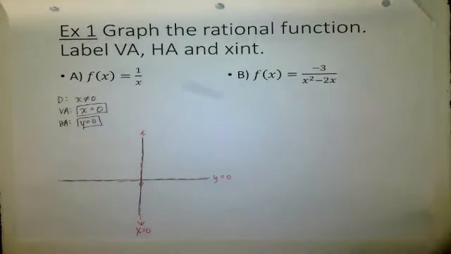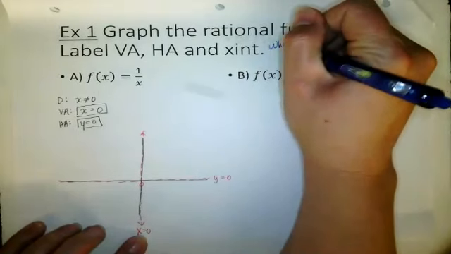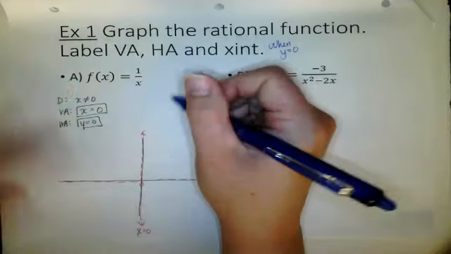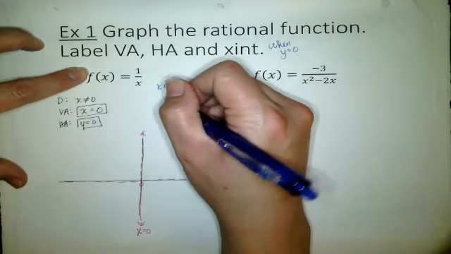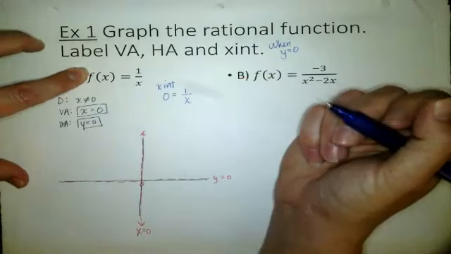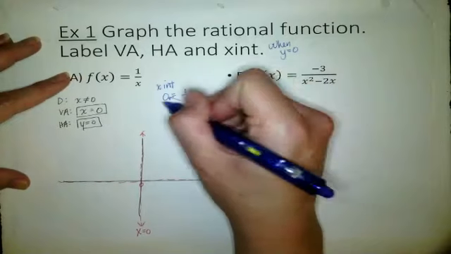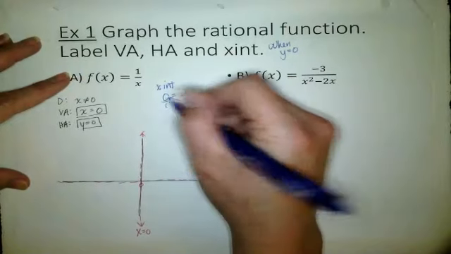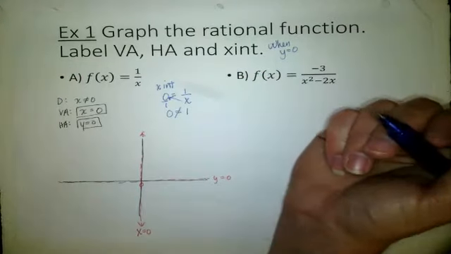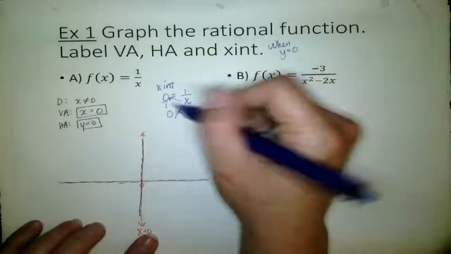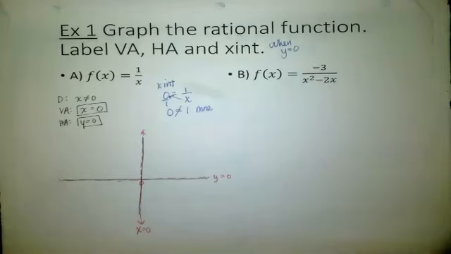And they want us to find the x-intercept. Well, an x-intercept occurs when y is equal to 0. So I can find an x-intercept pretty easily here. So y is equal to 0, so we would have 0 equals 1 over x. If I cross multiply, because that's how I would solve this, 0 times x is 0. Does 0 equal 1? No, it does not. So there is no x-intercept in this particular case. But that's how you would solve it normally.